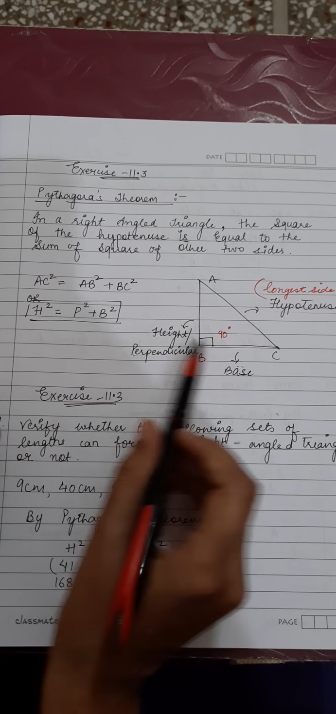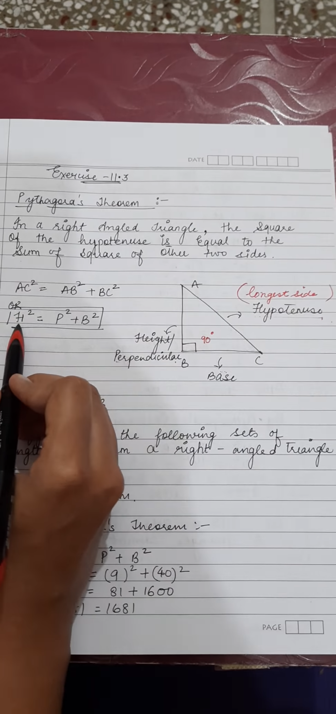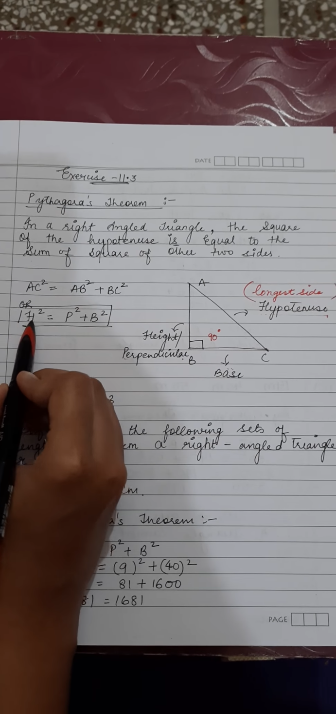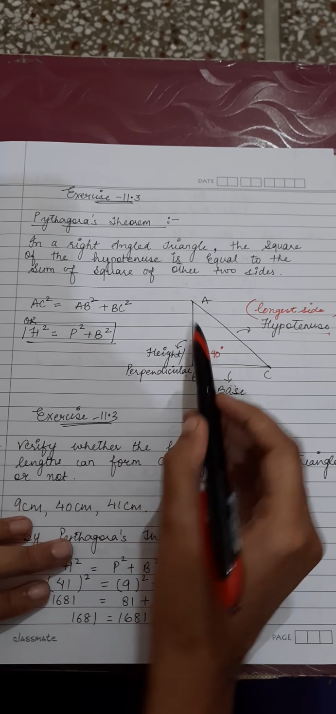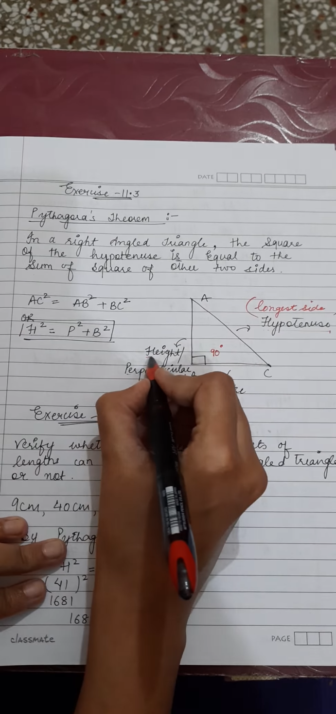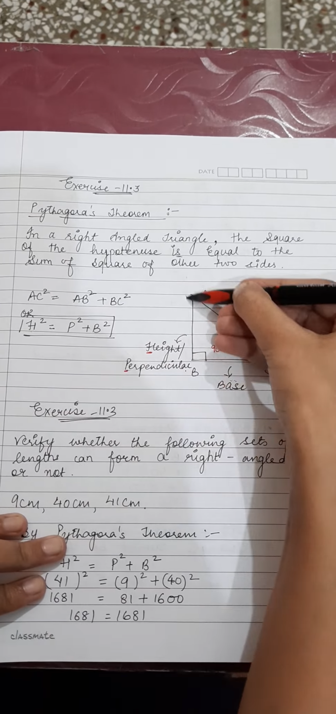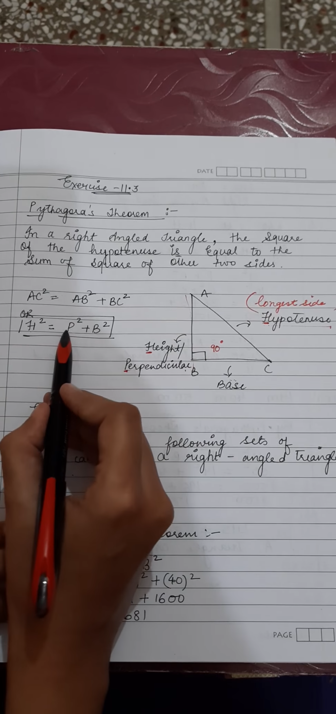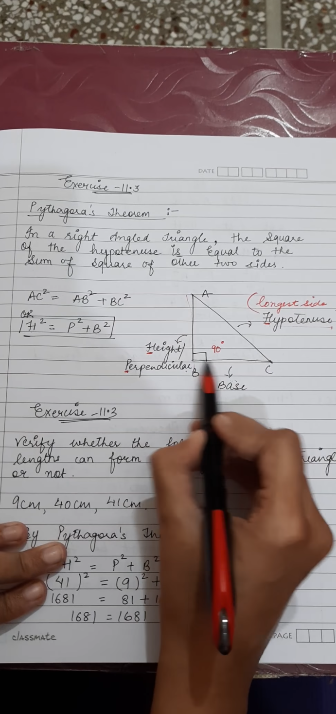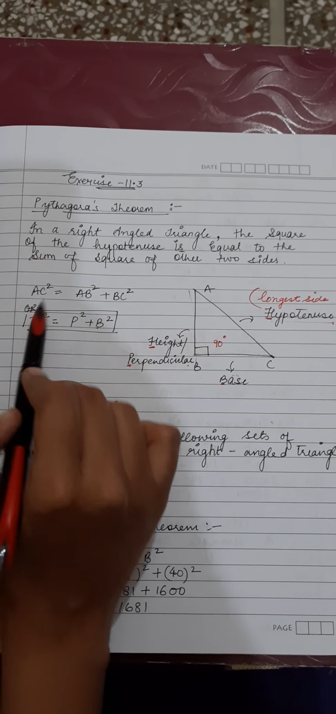Or what I can say, this AC is the hypotenuse. For hypotenuse, I am writing H square equals to this AB is height or perpendicular. Now this height is H, and here is also H. For this I am taking P. For this perpendicular I am taking P square. And BC is the base. So for base I am taking B square. And this is your Pythagoras theorem.